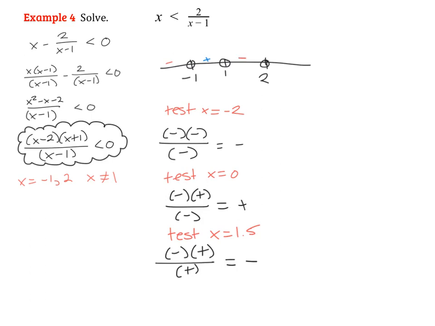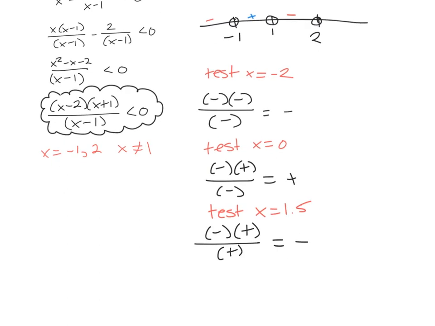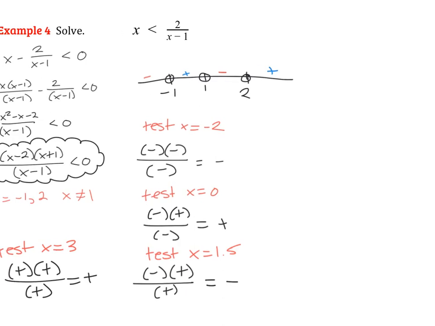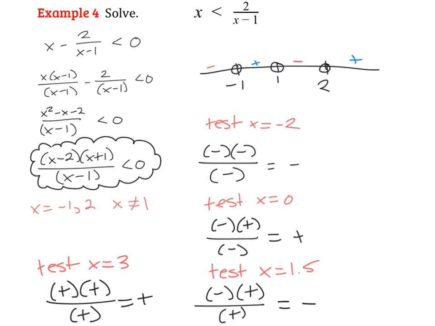And lastly, let's test x equals 3. My first factor is positive, my second factor is positive, and my denominator is positive. If it's all positive, our result will be positive. Okay, so now we're looking for the region where our inequality is less than 0, which is another way of saying negative. So our answer will be this region and this region.